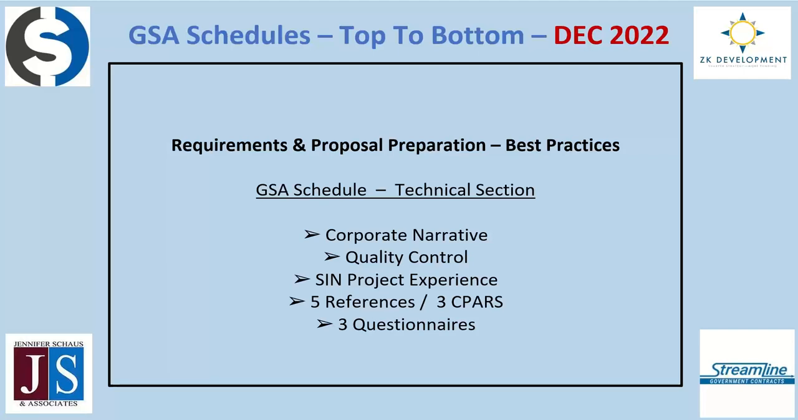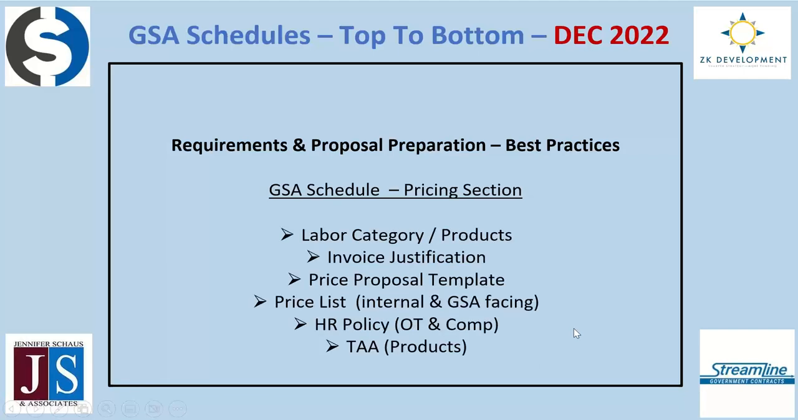Additionally, if you don't have the three CPARs, so if you're not a direct government contractor, you'll need to list five references. And there's specific data points for each of those five references. And there are also three questionnaires that you will send to your clients, again, clients that have purchased services from you that are relevant to what you're proposing to GSA. This is just a quick high-level overview. I'm not going into all the details today. This is a service, again, that we do provide.